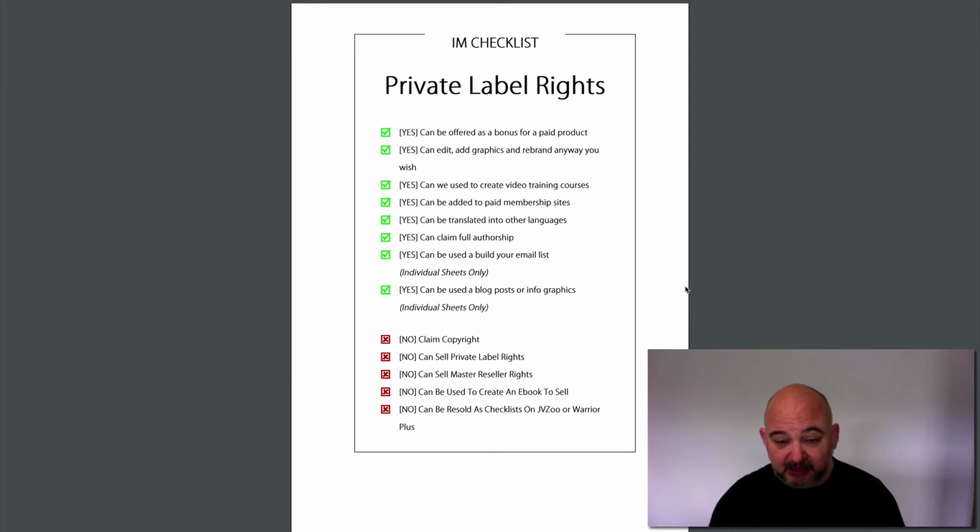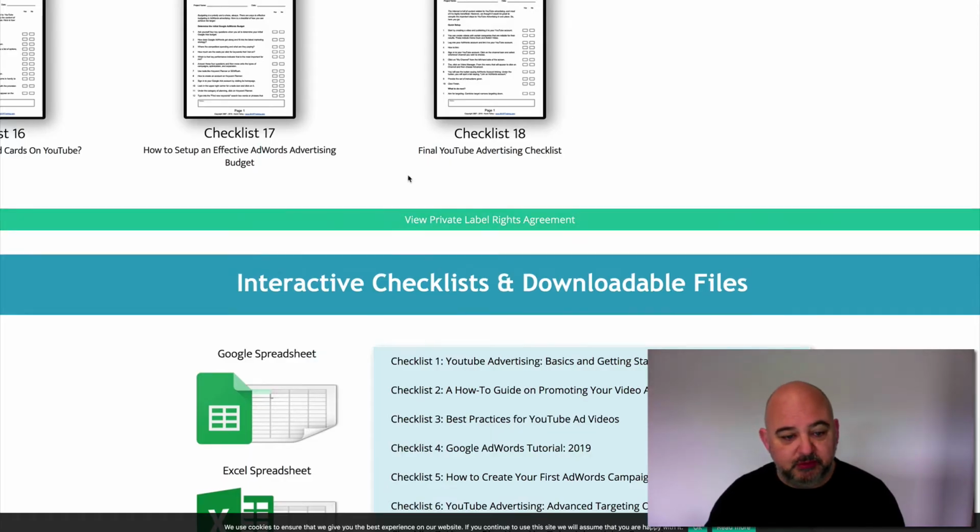You can add, you can edit, you can add graphics, rebrand any way you wish. It can be used to create training courses, added to paid membership sites, translated into other languages, you can claim full authorship, and it can be used to build your list, so that's huge as well. It can be used as blog posts or infographics. The normal things you can't do: you can't resell private label rights or master reseller rights, or use it to create an ebook or resell it on JVZoo or Warrior Plus. For obvious reasons, Kevin sells on there already, so he doesn't want lots of people purchasing his PLR rights to do the same. So you've got 28 different checklists there, all with PLR rights. That's huge, it really, really is.